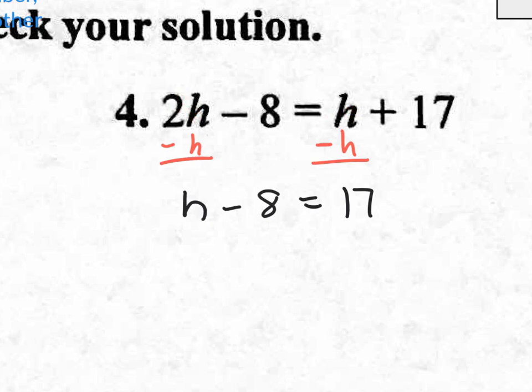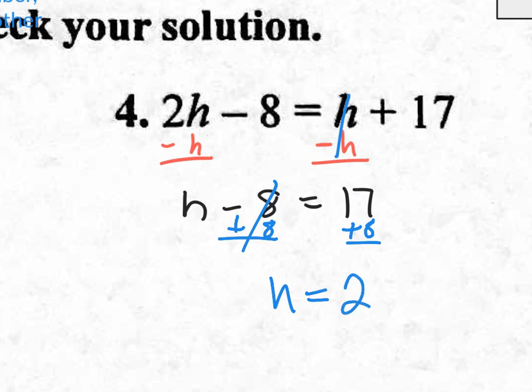I got rid of this guy. It canceled out. I end up with a new equation that says h minus 8 equals 17. Now it's really easy to solve. I'm just going to add 8 to both sides. Add 8, and bring down the h. h equals 25. And there's my answer.